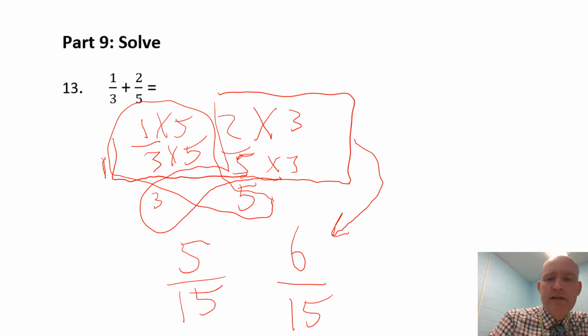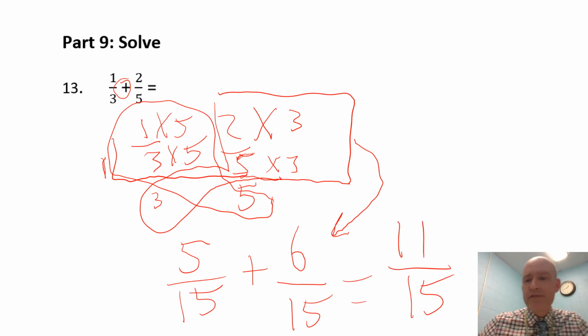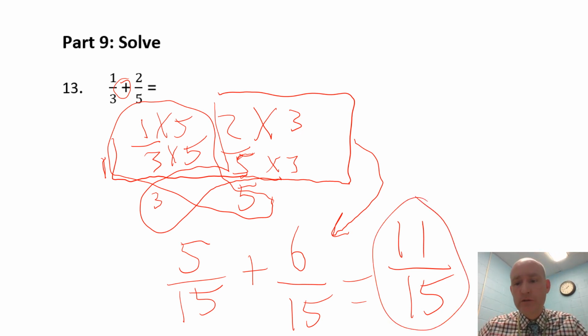Look at this. Now you have a common denominator. So you're going to take that add, which is the operation, and remember, you keep the denominator the same, and you have 11 over 15. Okay, and then this is your answer. Great.